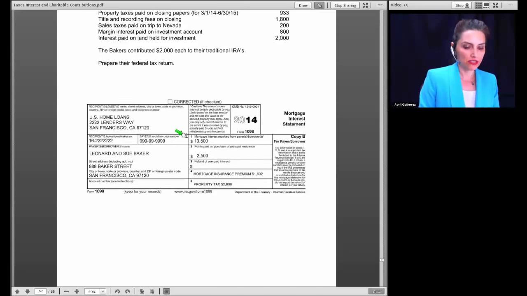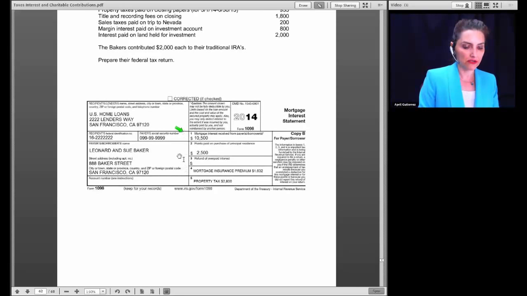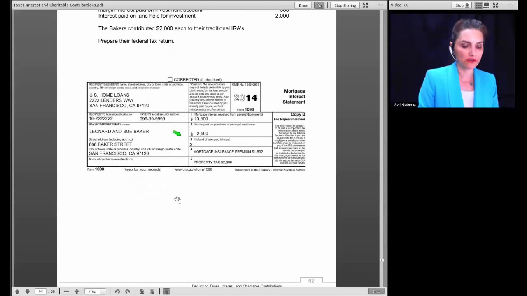Here is their mortgage statement. It shows $10,500 of mortgage interest. It shows $2,500 of points. It shows mortgage insurance premiums of $1,632 and property tax in the amount of $2,800.